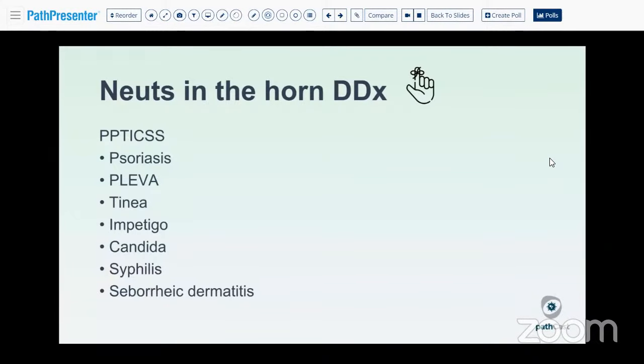The neutrophils in the horn differential is another favorite. So I learned this as PTIX. And I believe this is another Elstonian differential, which is classically psoriasis, tinea, impetigo, candida, syphilis, and seb derm. But I also add in PLEVA. So I call it PPTIX because PLEVA also has neutrophils in the horn often. And that can be a helpful clue to find it. When you see lichenoid plus neutrophils in the horn, that's actually a really helpful combination. Nothing else really does that.